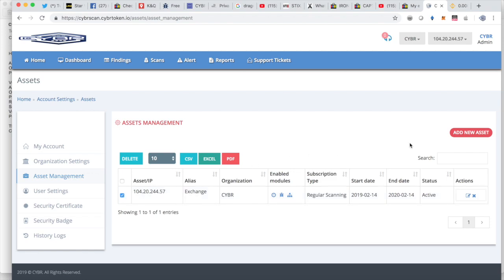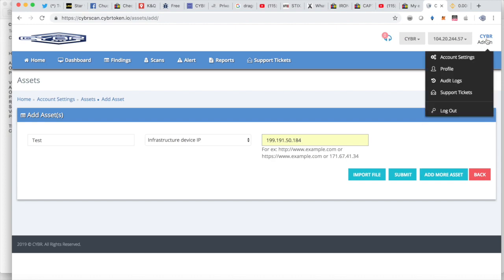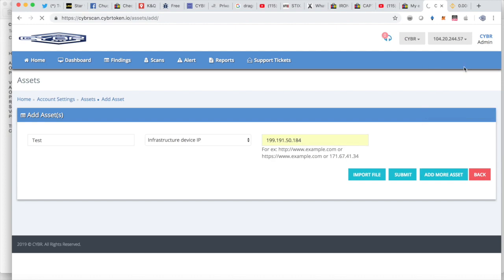Now, if you were adding a new asset, you would just click here, and it would give you an option to name it. We'll just call this test. You would put in the type of asset that it is. This could be a website, or it just could be your personal device, in which case you'd use an IP, and you would input an address like this. Very simple.